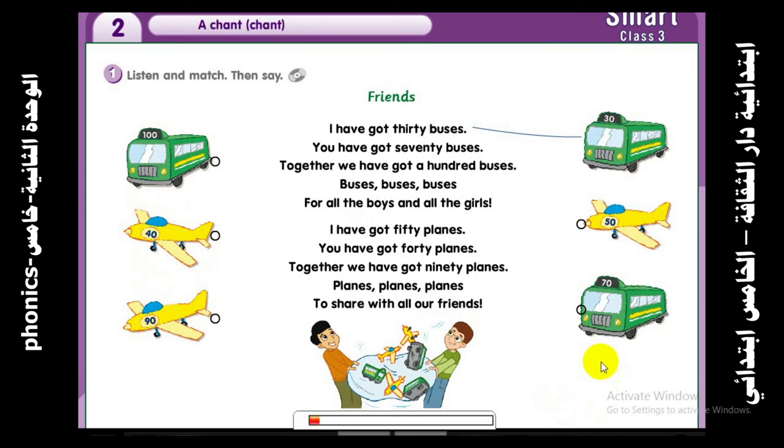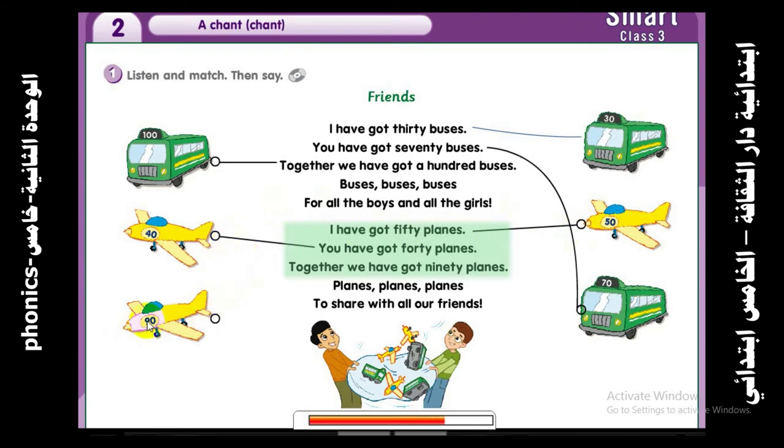1. Listen and match. Then say, friends. I have got 30 buses, you have got 70 buses, together we have got 100 buses, buses, buses, buses, for all the boys and all the girls. I have got 50 planes, you have got 40 planes, together we have got 90 planes, planes, planes, planes, to share with all our friends.